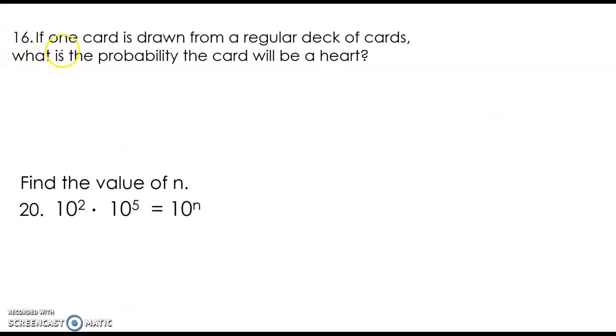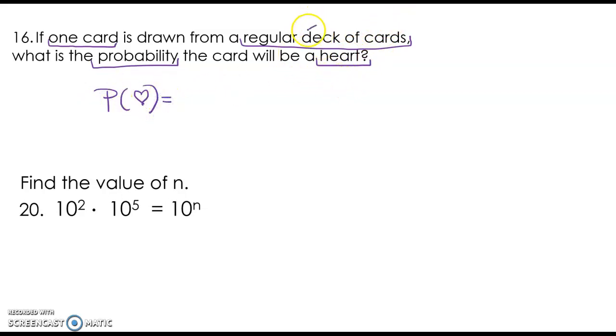All right, 16. If one card is drawn from a regular deck of cards, what is the probability the card will be a heart? Now, for this, you need to know a little bit about cards, so I need to kind of give you some background information. We want to know the probability of a heart.